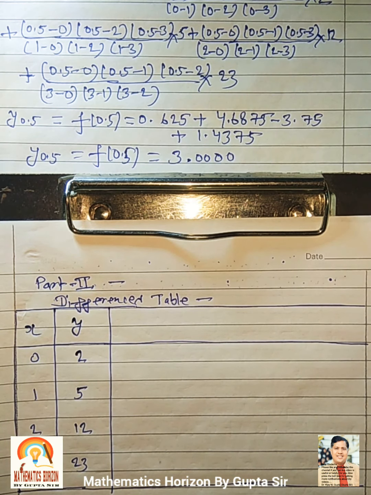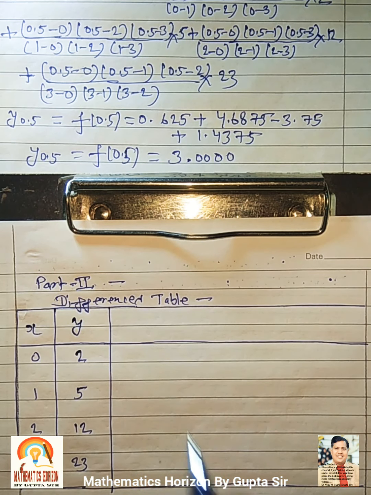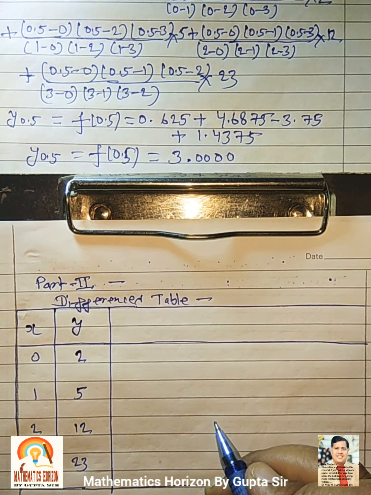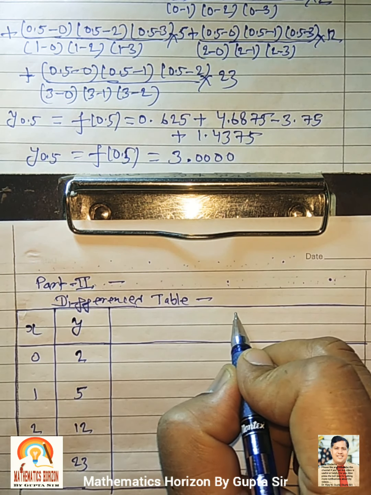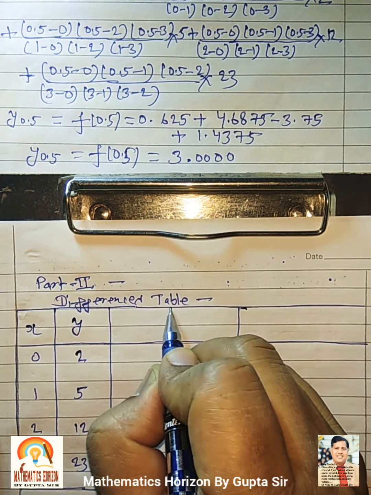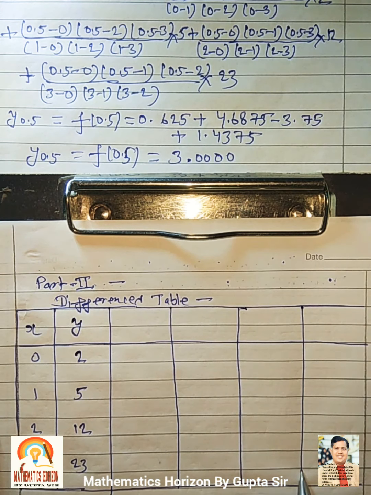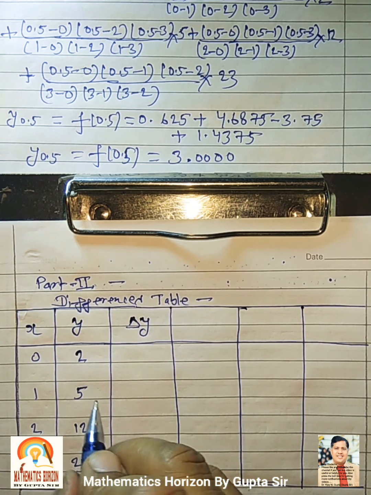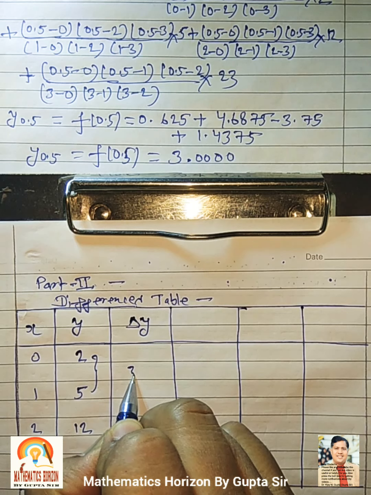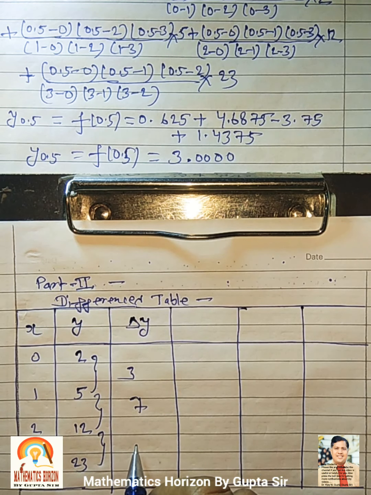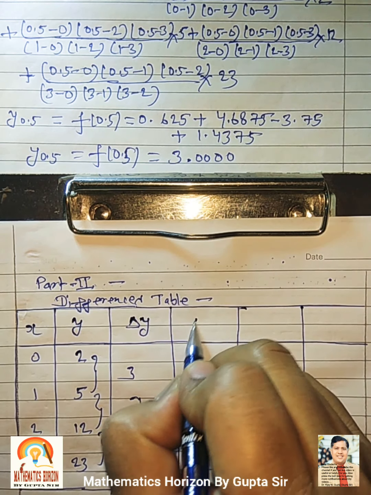For Newton we have to apply Newton's forward interpolation formula. Okay, for this we have to calculate forward differences, and this is the forward differences table. Differences of first order, one by one we calculate the differences. First we calculate del y. What is del y? Difference of these two. 5 minus 2 is 3, 12 minus 5 is 7, and 23 minus 12 is 11. These are the differences of first order.